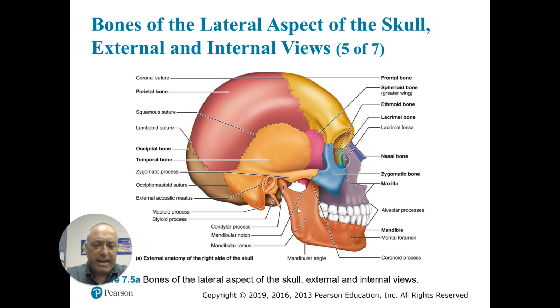The mandible is attached, and you can see the condylar process of the mandible, in addition to the coronoid process and the mandibular angle. There's a ramus here, a mandibular notch. We've got maxilla, which are two of them. We've got two zygomatic bones, two nasal bones, two lacrimal bones, one ethmoid, one sphenoid.